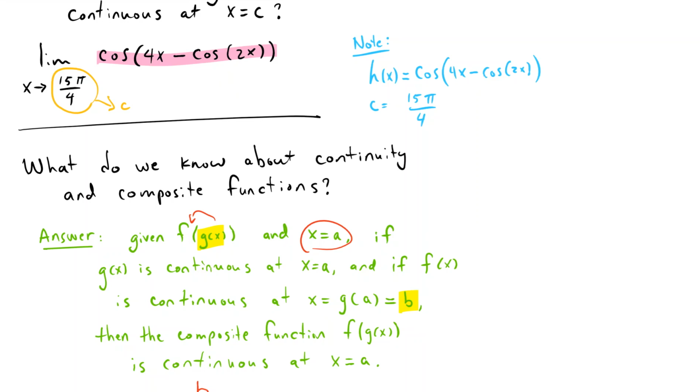So let's say that one more time. Given f of g is your composite function, and g is the input to f. If g is continuous at a, then we plug a into g, and something comes out. We'll call that thing that comes out b. If g is continuous at a, and f, the outside function, is continuous at b, then the composite function itself, f of g, is continuous at a.